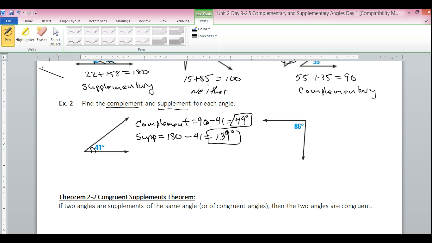Take a minute to pause the video and try the next example on your own, and then unpause it to come back and see if you were correct. So the next angle is 86 degrees. To find the complement, they have to add up to 90, so we do 90 minus 86, which gives 4 degrees as the complement. The supplement would be 180 minus 86, which is 94 degrees. Hopefully you were able to get that correct.